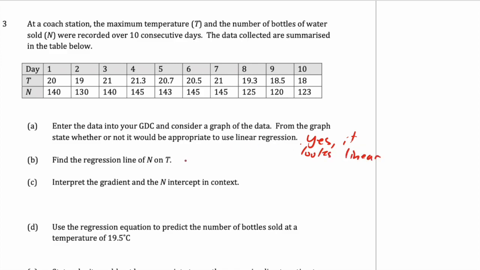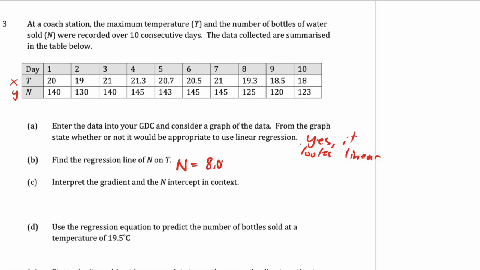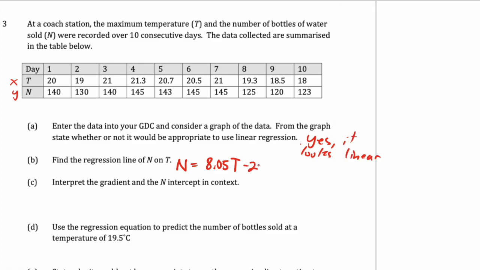Find the regression line, n on t. That means n is a function of t. Well, n is basically our y value, and t is our x value. So n equals, let's go back to symbol, and this is the equation: 8.05t minus 24.7.